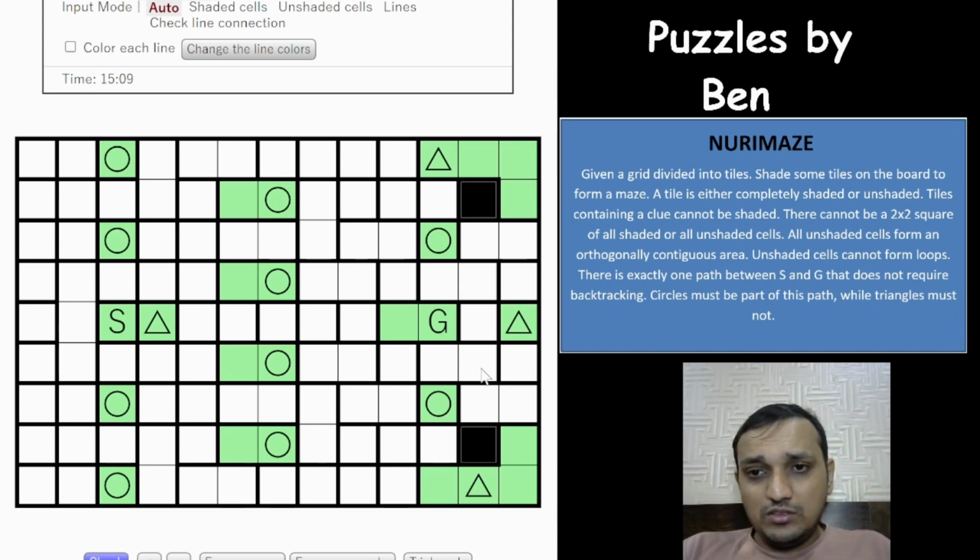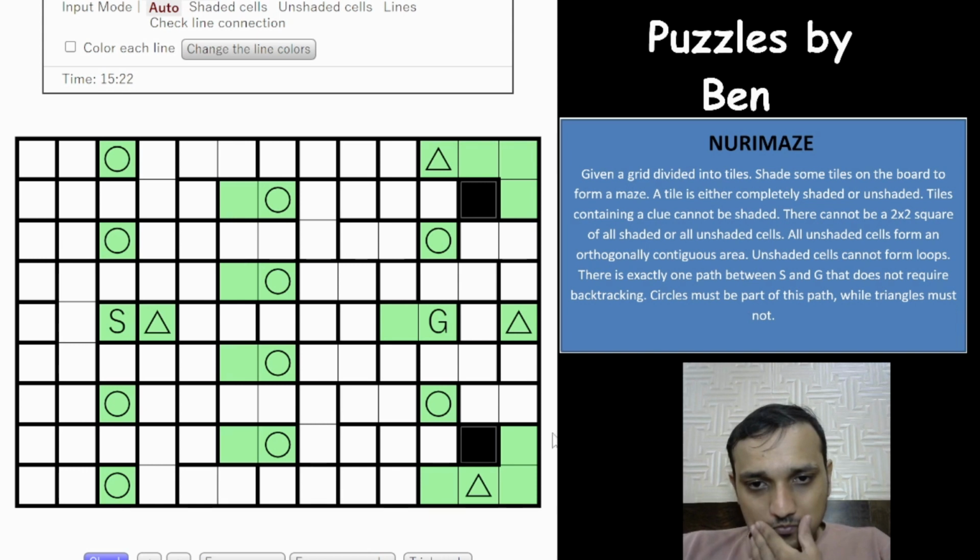Just keep in mind one thing about this puzzle: the path will never cross through triangles. It will never go through triangles, but the path will always go through circles, and the path will always be from S to G. So let's see if we are able to do that.